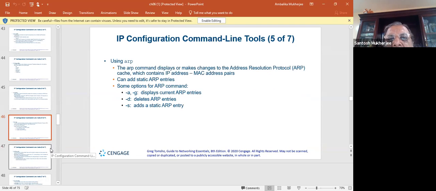Using the ARP command displays or makes changes to the Address Resolution Protocol. If you want to change or reconfigure the address resolution, you can use Address Resolution Protocol, which contains IP address and MAC address pairs, and can add static ARP entries. Some options of the ARP command: displays current ARP entries, deletes ARP entries, adds a static ARP entry.